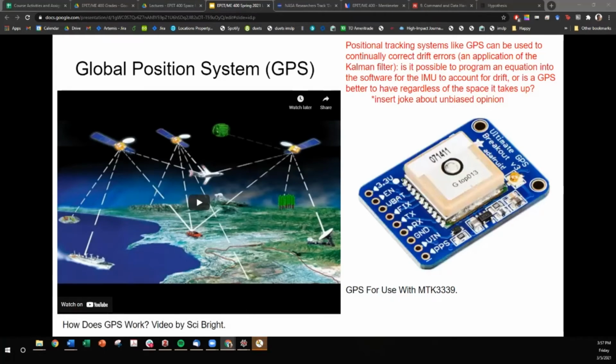Finally, for in situ sensors, I'm going to talk about global positioning systems, GPS. Here is a GPS unit, pretty tiny nowadays, but how do they work?